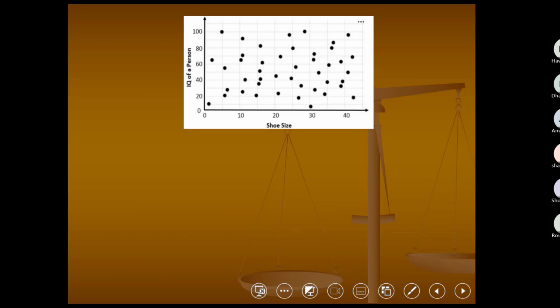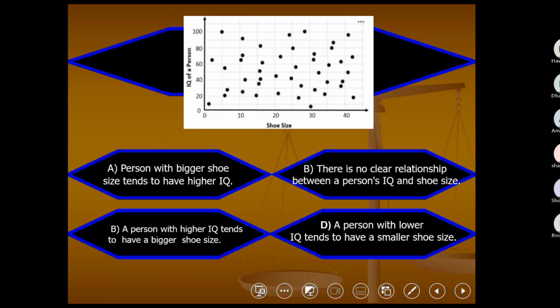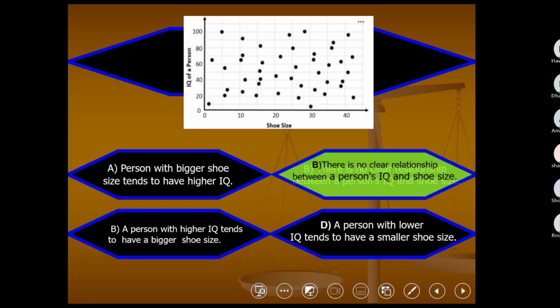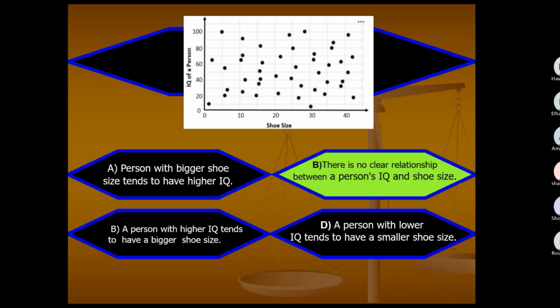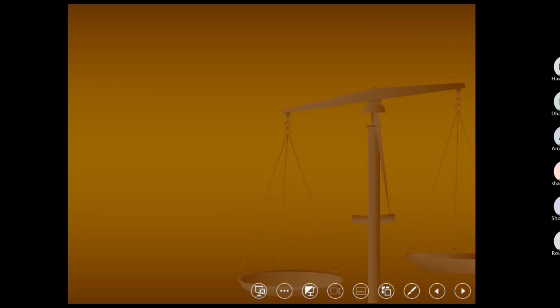Okay. Can you see any relation here, positive or negative? Can you see any trend? Linear, non-linear? No. No relation. Excellent. So the correct one in this case, it is a big mess over there. So there is no relation. B. Perfect. Perfect.